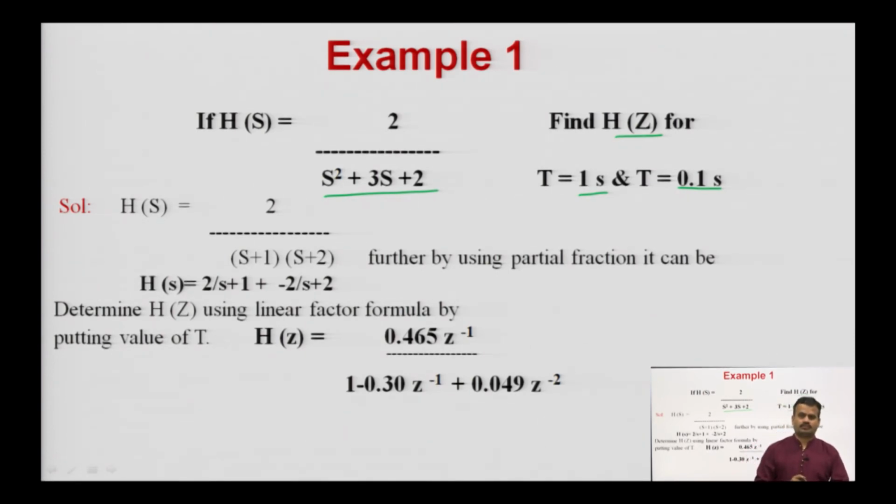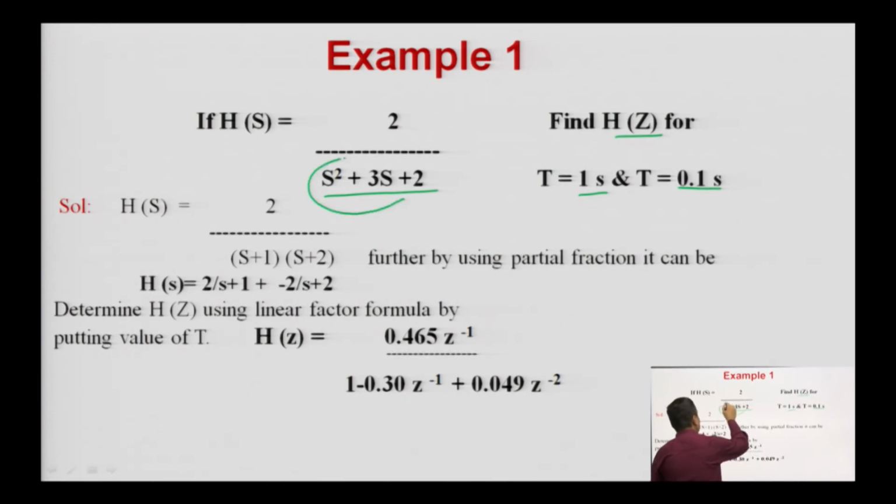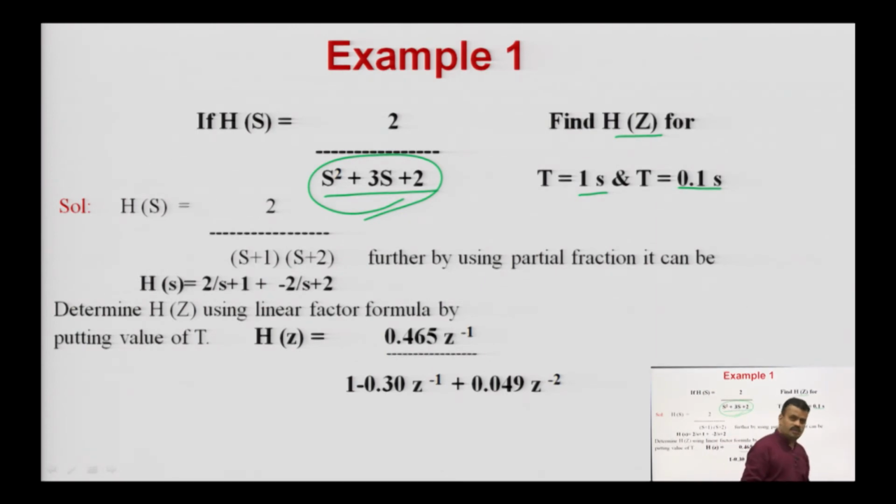Okay. So, here H(s) is equal to this one. At first, if it is possible, then factorize this expression. If we factor this expression s square plus 3s plus 2, then we will get (s plus 1) and (s plus 2). Okay. Factorize, if factorization is possible, then okay. Why? Because this type of expression you can solve by using only the partial fraction method. So, by doing the partial fraction, you want the factors of this expression. Okay. So, what is this one, 2 upon this.